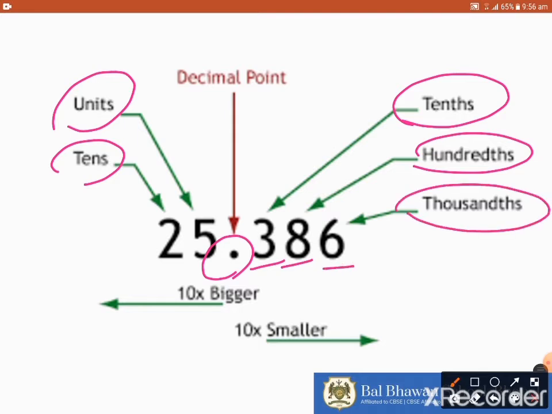When we move towards the right, each next digit is 10 times smaller than the previous digit, and when we move towards the left, each next digit is 10 times bigger than the previous number. So when we compare 2 and 5, 5 is 10 times smaller than 2, and if we compare 3 and 8, 3 is 10 times bigger than 8.